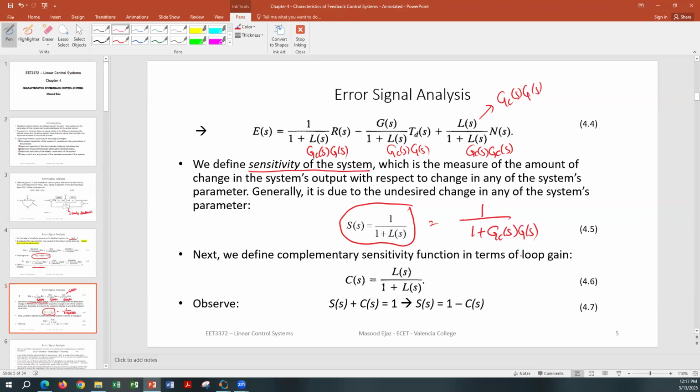And then we also define complementary sensitivity of the system, which is L(s) over 1 plus L(s), or in other words, Gc(s)G(s) over 1 plus Gc(s)G(s). So that's the complementary sensitivity. Why is it complementary? Because if you add sensitivity and complementary sensitivity, your result is 1. So sensitivity is 1 minus complementary sensitivity of the system. So all these terms we are defining right now.